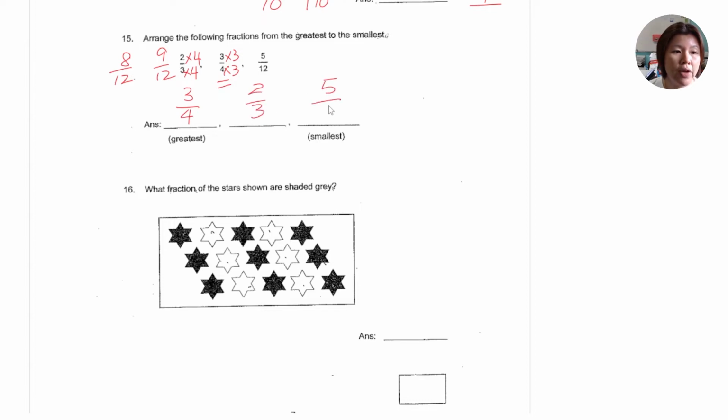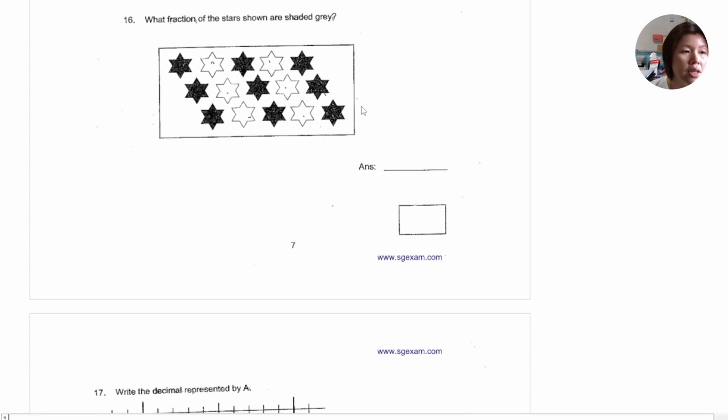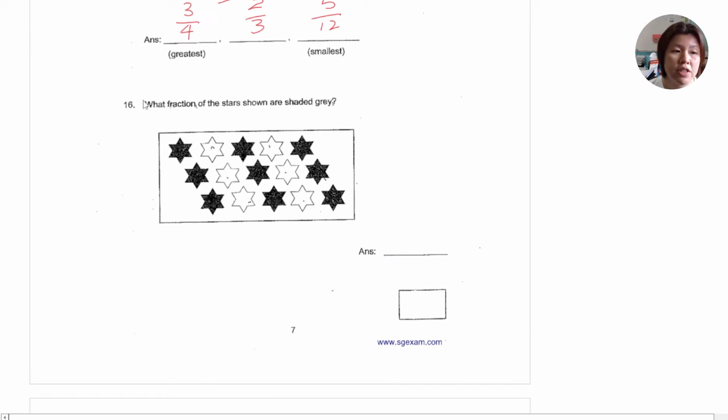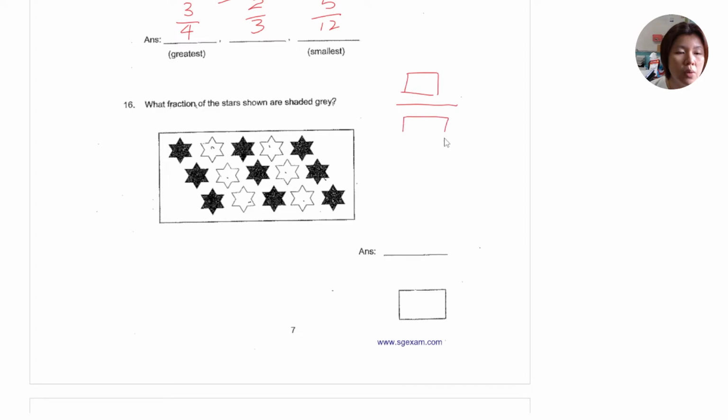And the last one is 5 over 12. Okay, let's move on. Fraction again is asking what fraction of the stars are shaded. So fraction is always a numerator and the denominator. The denominator stands for total, so let's count our total.